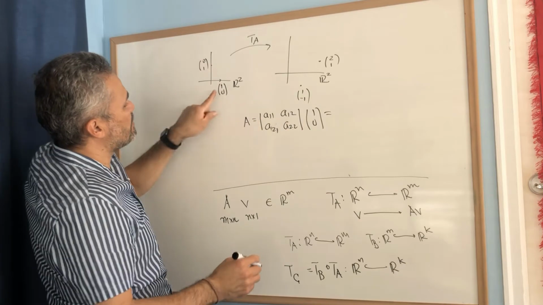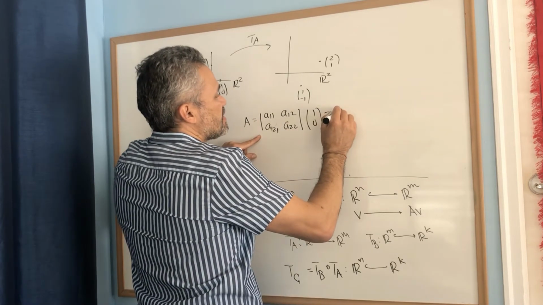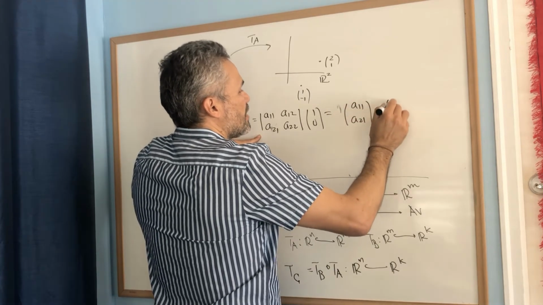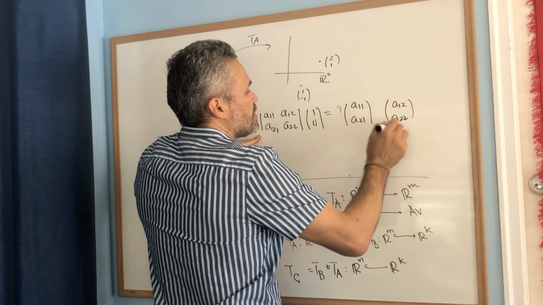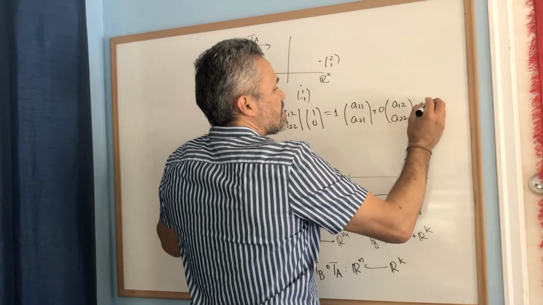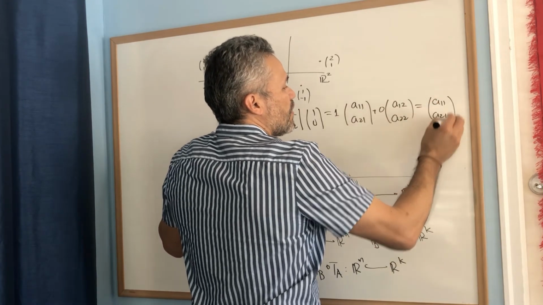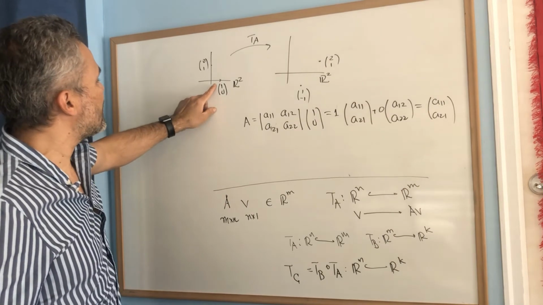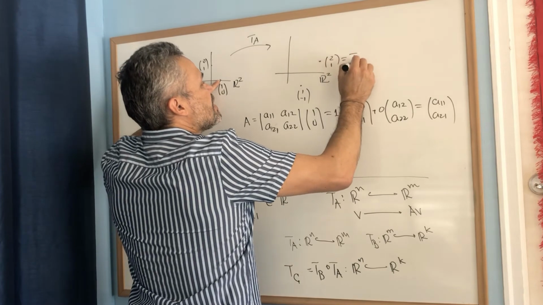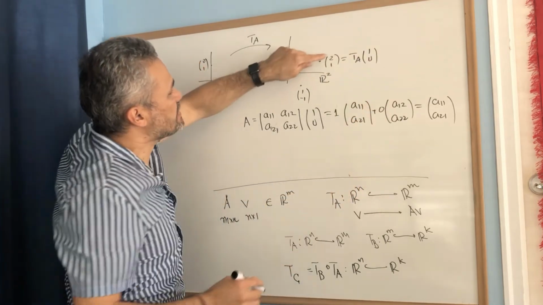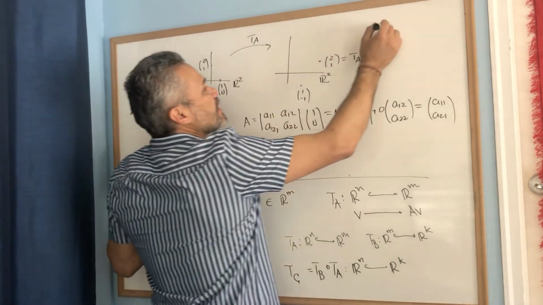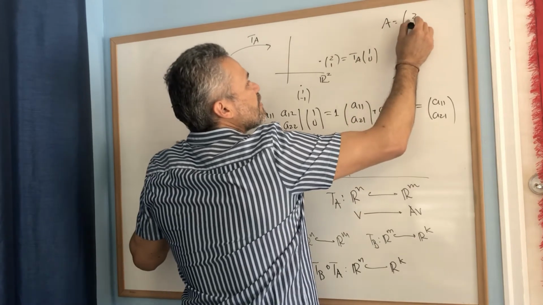What is T_A of (1, 0)? This is a linear combination of the columns (A11, A21) and (A12, A22), and here we have to use the weights 1 and 0. That means that this is (A11, A21). So if this is T_A of (1, 0), then this is the first column. Then e1 goes to the first column, and then I know that A would have the vector (2, 1).